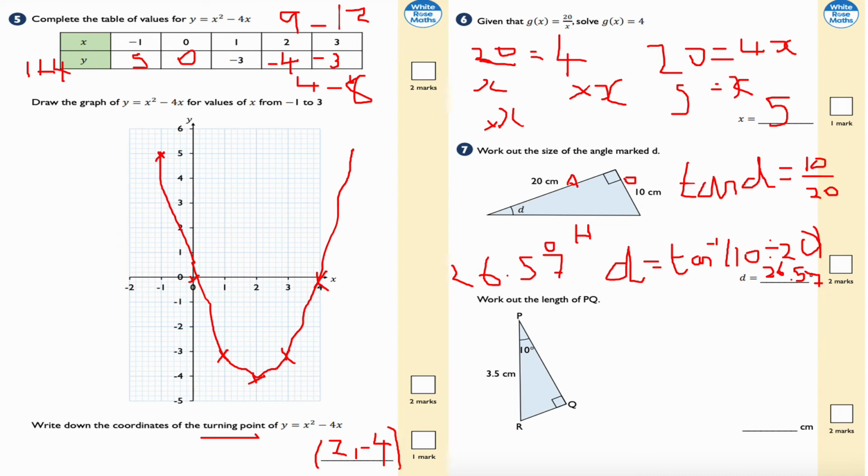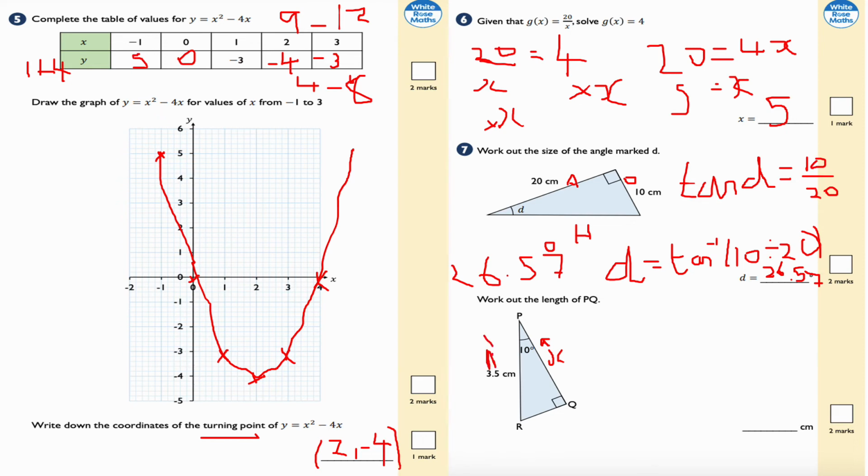The last question for today's video. Work out the length of PQ. Well, I've got an angle and I've got to work out a side. So PQ we'll call X. So X is actually my adjacent. The 3.5 is actually my hypotenuse.